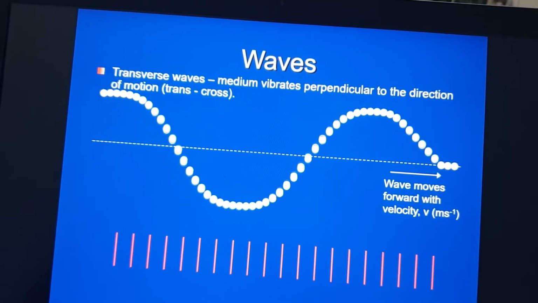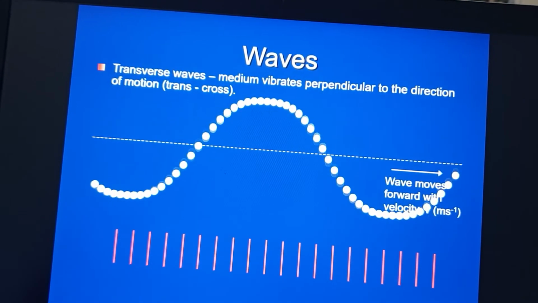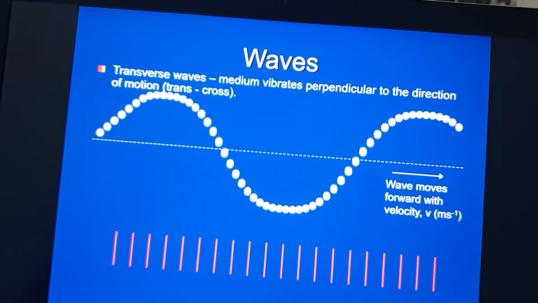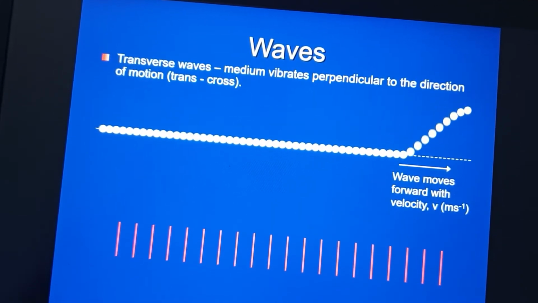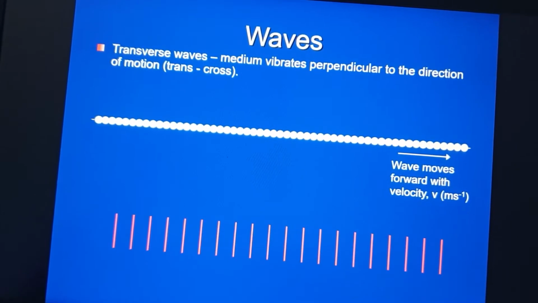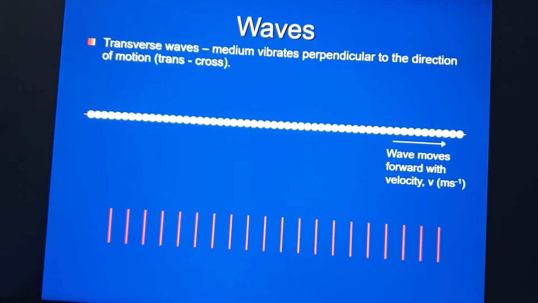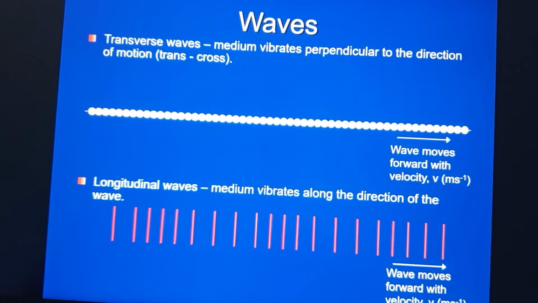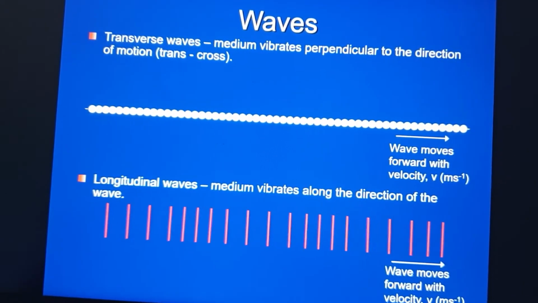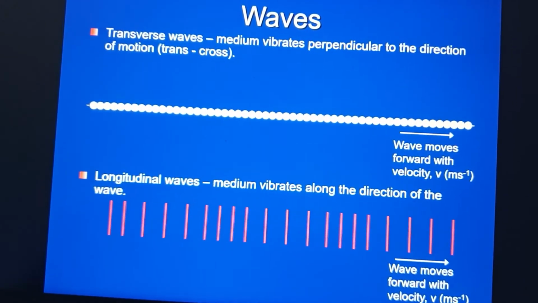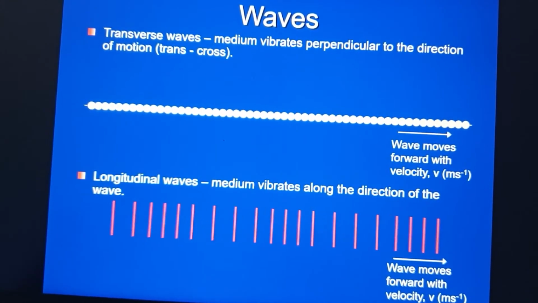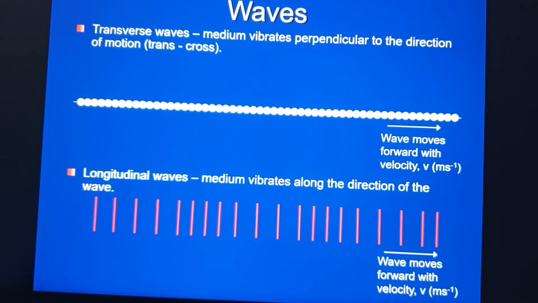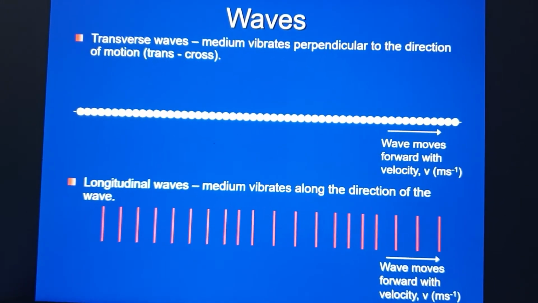So there's your succession of pulses, there's your wave moving down, and actually what happens is each particle is only moving up and down. They don't actually leave their places and go somewhere else. So that's your transverse wave. And then you have your longitudinal waves where the particles are vibrating back and forth. So the particles move parallel to the direction in which the wave moves. Okay, so that's your transverse and your longitudinal wave.